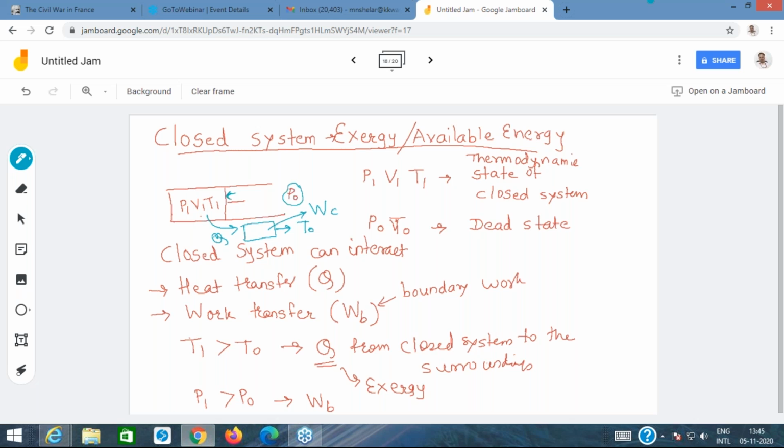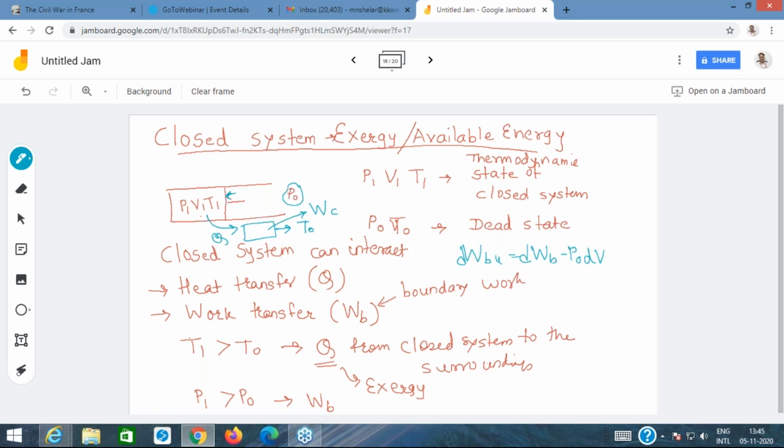So we need to differentiate between the boundary work and the useful boundary work. So what is the useful boundary work? The useful boundary work is the boundary work minus the work which is used for overcoming the resistance. Right? So this is the useful boundary work.